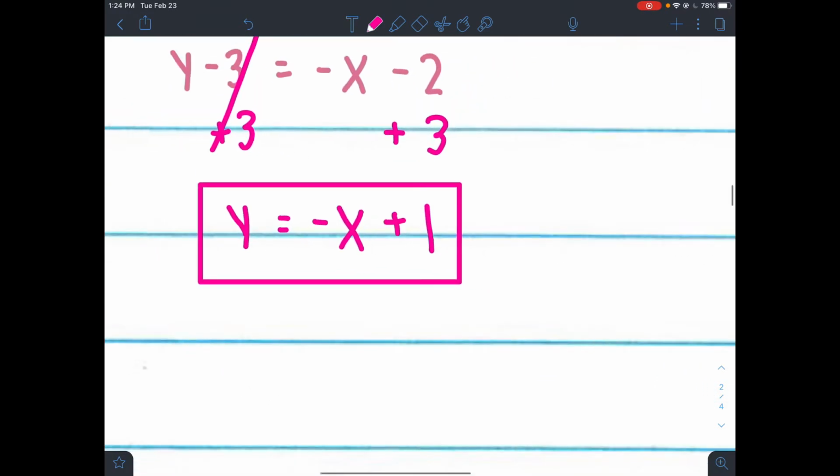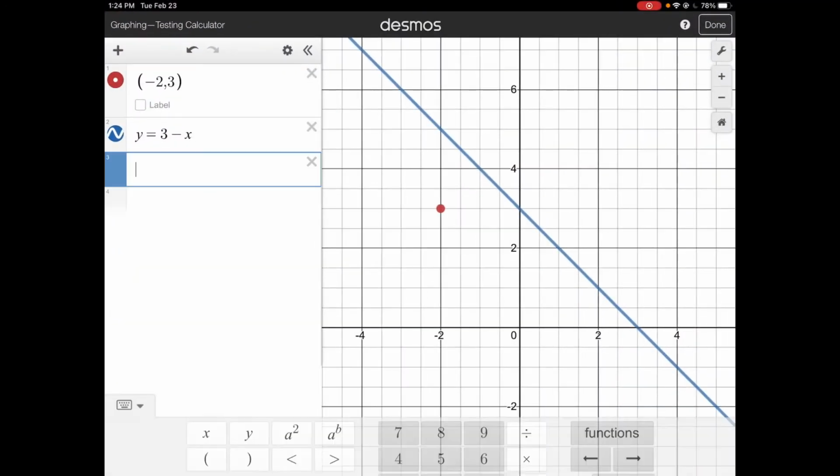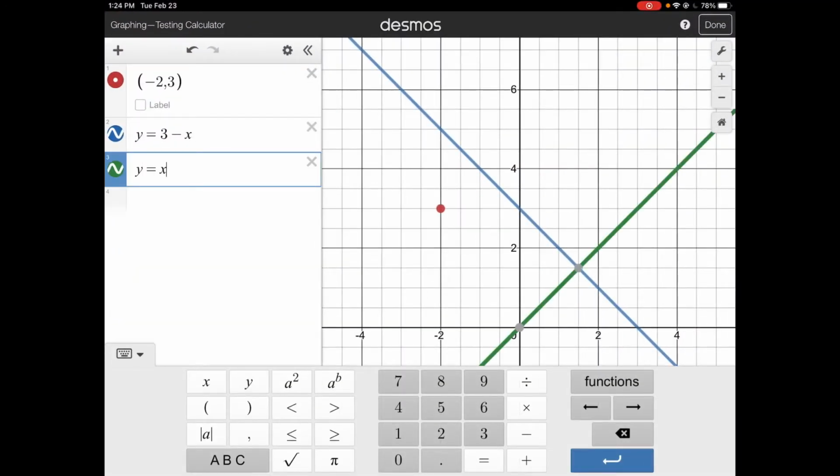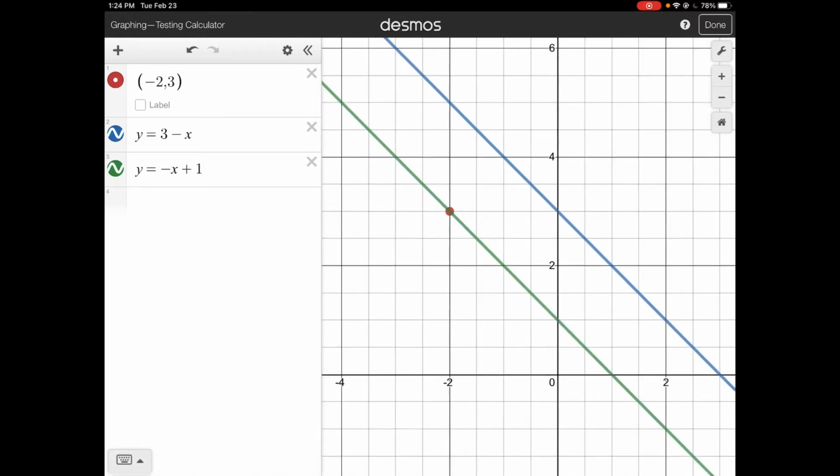So I'm going to go ahead and type in this equation in Desmos and show you what's happening here. y equals negative x plus 1. What do you notice? That green line is the one that we just made. It goes through the red point, and it's parallel to the original line they gave us. So we're creating a brand new line.